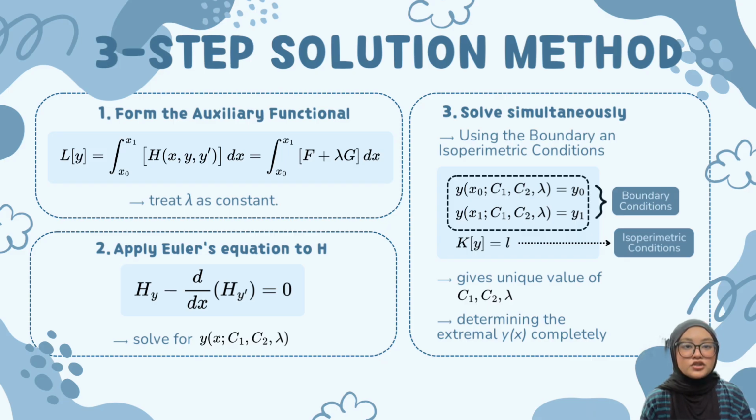Step 1. Form h equals f plus lambda g, treating lambda as a constant for now. Step 2. Apply Euler's equation, h sub y minus d by dx of h sub y prime equals 0, and solve. This gives y of x in terms of c1, c2, and lambda, depending on two integration constants and lambda. Step 3. Solve the two boundary conditions and the isoperimetric condition K of y equals L simultaneously. 3 equations, 3 unknowns. C1, C2, and lambda must be found together, not one before the other.